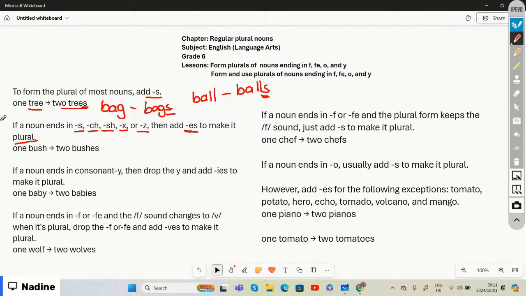All right. And if we look at an example of words that end in s, ch, sh, x, or z, where we need to add an es to make it plural. Let's say, for example, bush. Look at bush. Bush ends in sh. I have one bush. One bush. And as you can see, bush ends in sh.